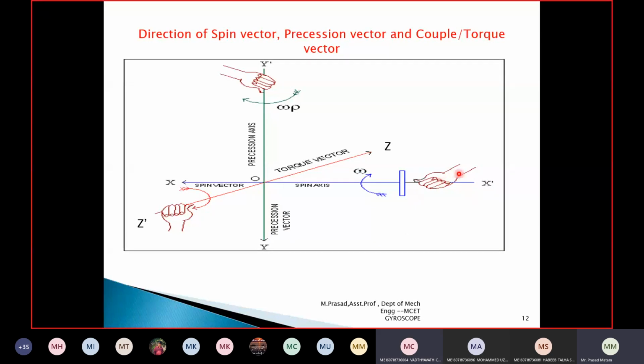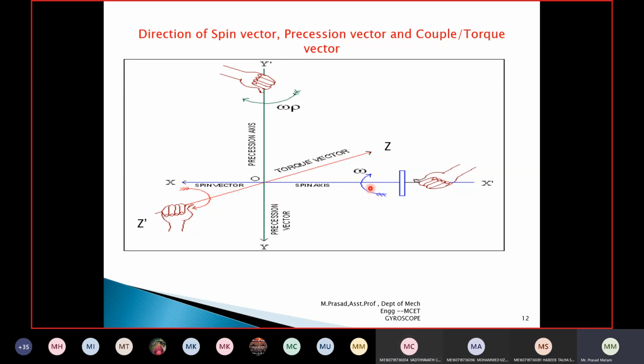I will explain from the beginning. I am having three axes: x-axis, y-axis, z-axis. X-axis I will always call the spin axis. So when the disk is spinning, it tries to move in which direction? The precession axis, that is the y direction. Here the disk is rotating and tries to move in precession by an angle theta. Under these conditions, the gyroscopic couple or torque vector comes into the picture. This acts in another direction, that is called the z-axis.